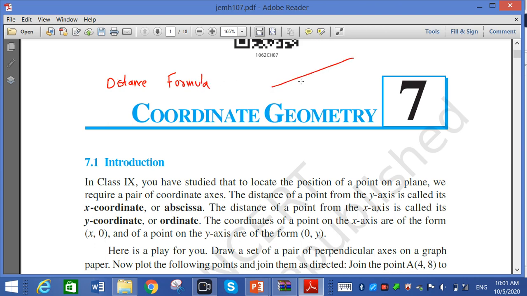Now if one line segment is called AB, here the coordinates are x1 y1, and the coordinates of B are x2 y2. Now if I want to find out the distance, the distance formula AB is equal to under root x1 minus x2 whole to square plus y1 minus y2 whole to square.